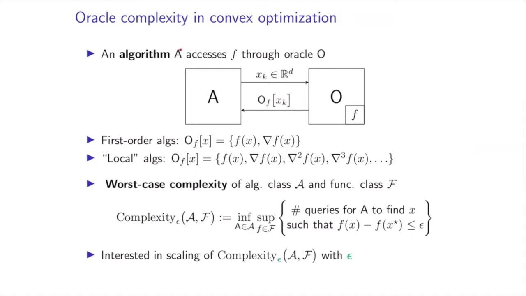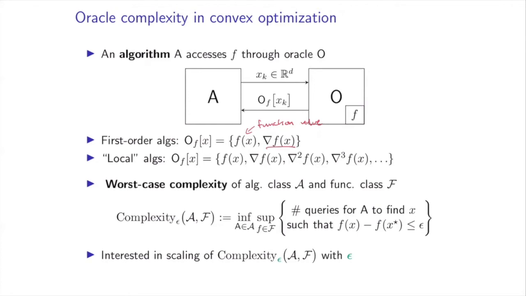So we have an algorithm A. It's going to access this function f that we want to minimize through our oracle O. So A is sitting here. It sends a vector x into the oracle. The oracle says, okay, I got x, I compute some oracle information, and I return it to the algorithm. And we go back and forth and back and forth. So you might consider first order algorithms, and these would release a function value and a gradient, grad f of x.